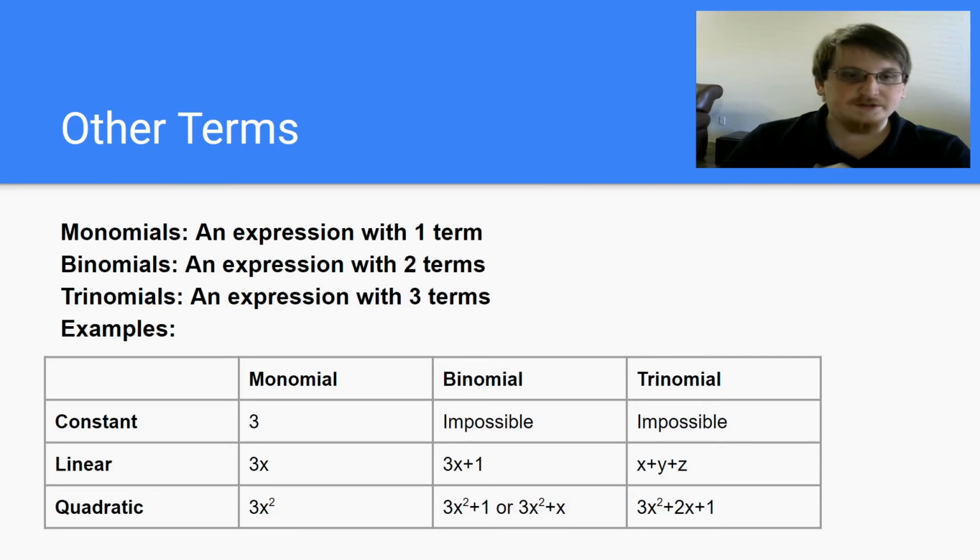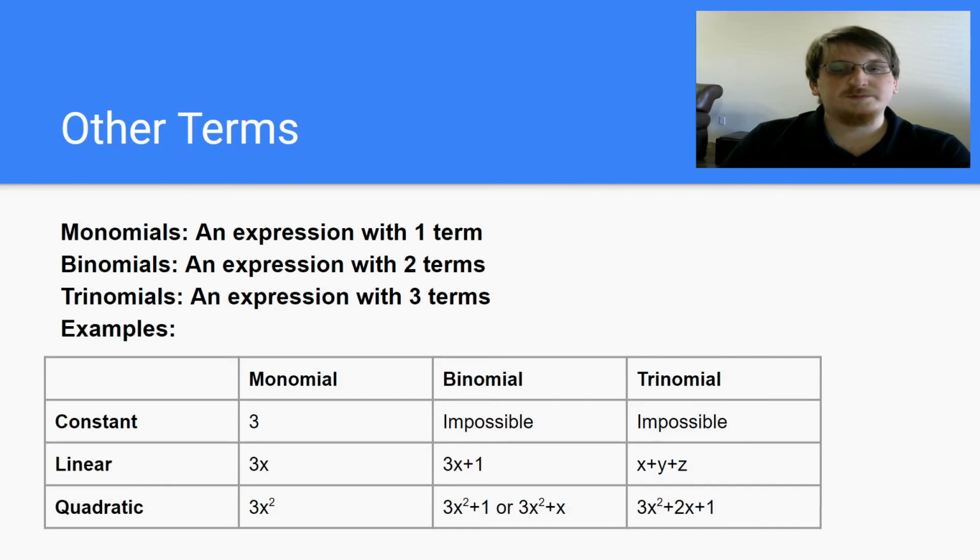So moving on. On this side, feel free to pause it and look at the table. It's pretty self-explanatory. Monomials will be expressions with one term. The biggest term can be anything, a quadratic, like an x squared, linear, like an x, or a constant, which is just a number. Binomials have two terms, meaning that there are two pieces added or subtracted from each other. And finally, trinomials are expressions with three terms.